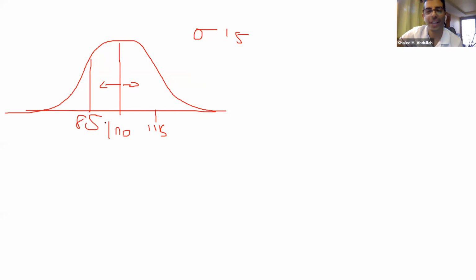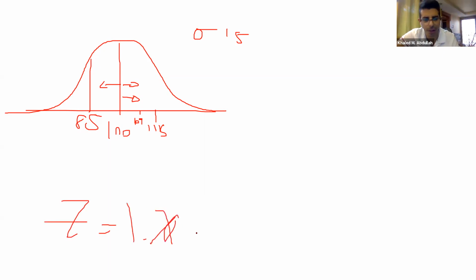Now, here's the trick. What is, for example, 109? How many standard deviations is that away from the mean? How can you know? You can't know. It's very difficult to know, right? It's within one standard deviation, but that's not a z value. I want you to tell me z equals a number, like 1 point something or whatever. So how do we figure it out?